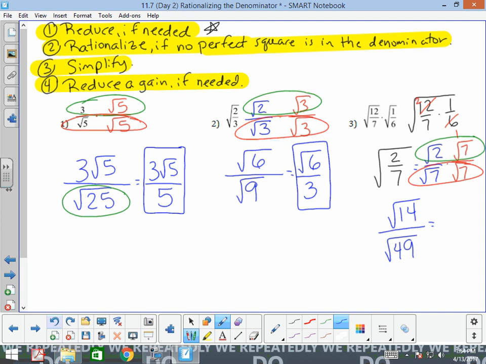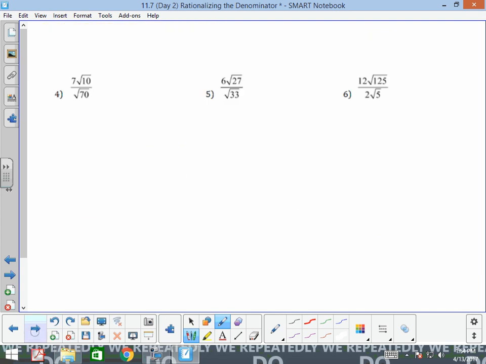14 doesn't have any twin prime factors, so it's still the square root of 14. The square root of 49 does. That's 7. Okay, and again, this 14 and this 7 will not reduce each other because the 14 is under the radical and the 7 is not. All right, let's look at a few more like that.